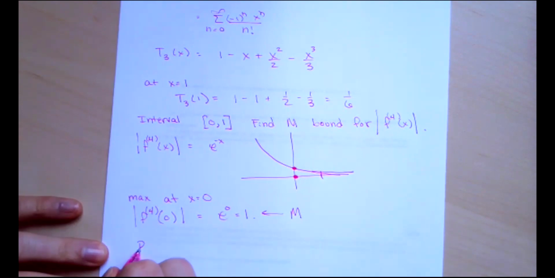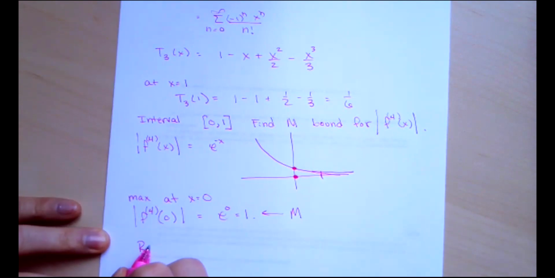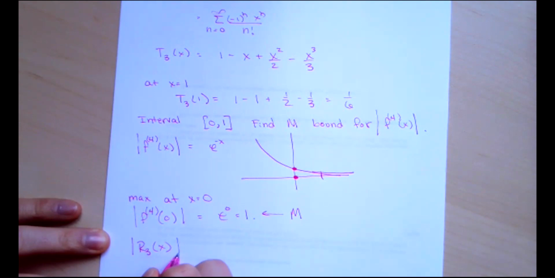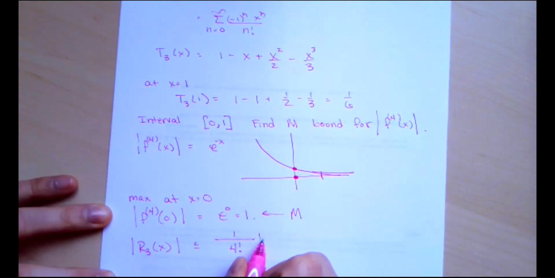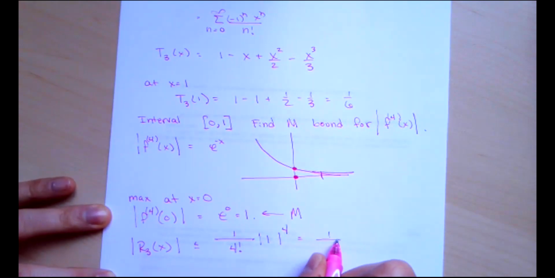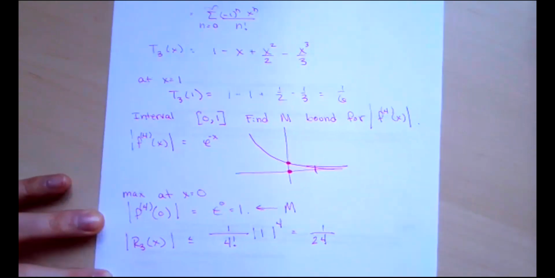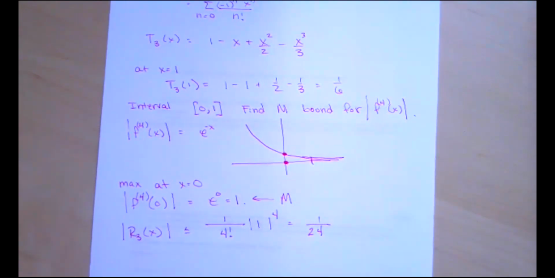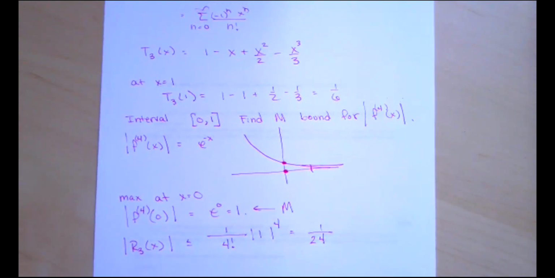So then our error bound is less than or equal to 1 over n plus 1, which is 4 factorial, and then x minus a was just 1 minus 0 to the 4th. So the error is within 1/24th. Okay, yep, I got that one right. I just wanted to make sure I did the process correctly and didn't just somehow get it right.